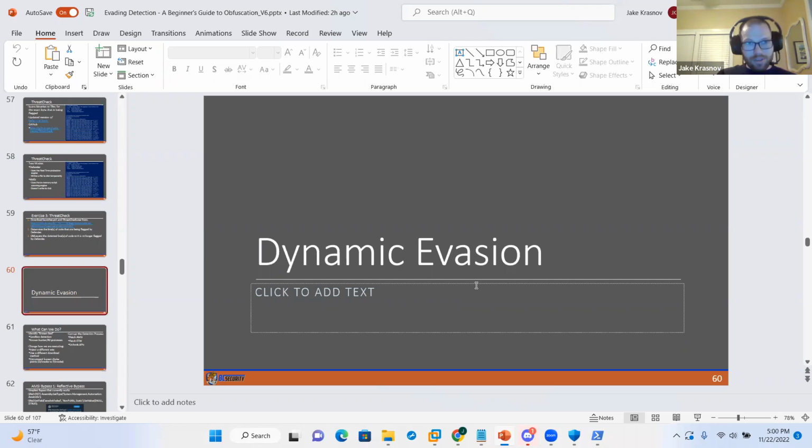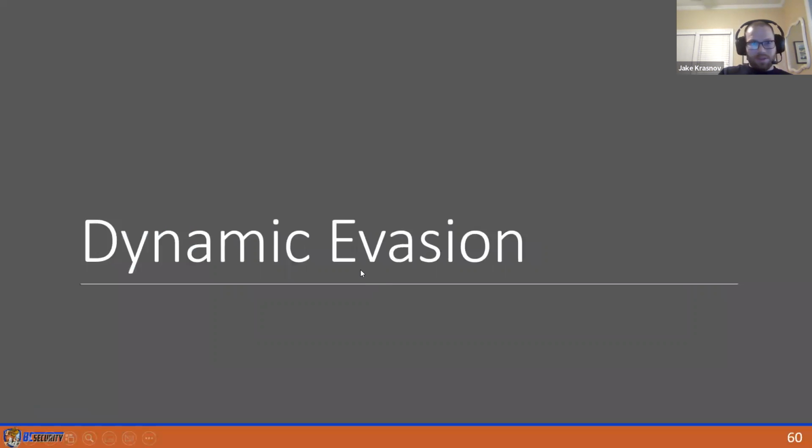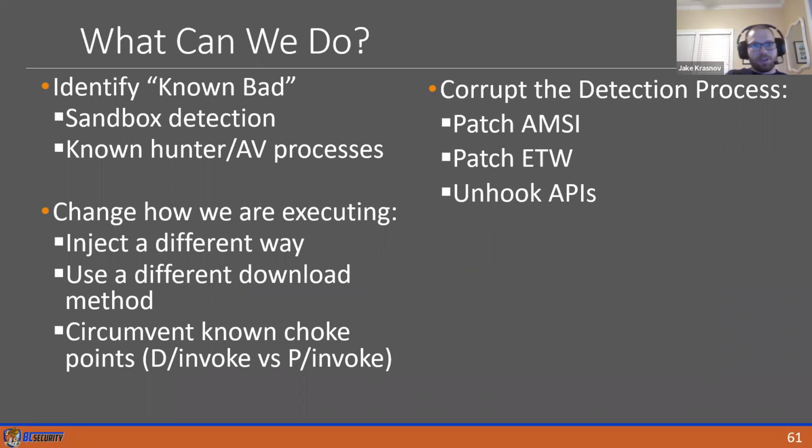But the next thing that we're going to talk about is dynamic evasion, which is pretty fun. This is where we're going to actually get into more of our bypasses and those kinds of things. What we can do about dynamic detections is try and detect if we're being run in a sandbox for our email delivery use cases.